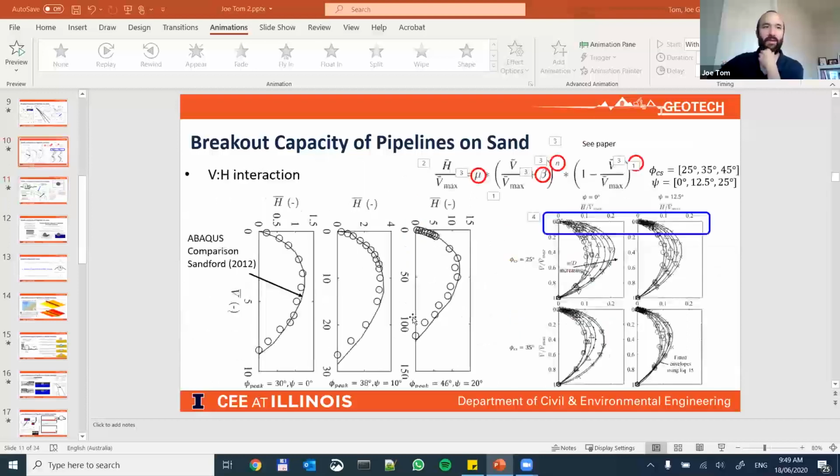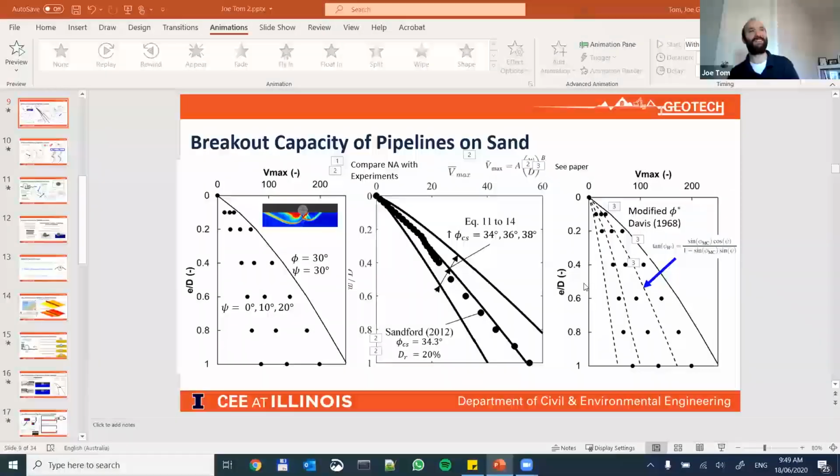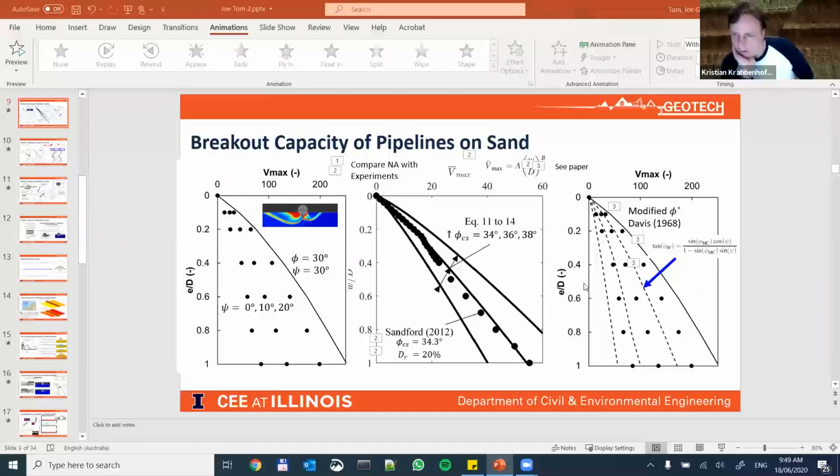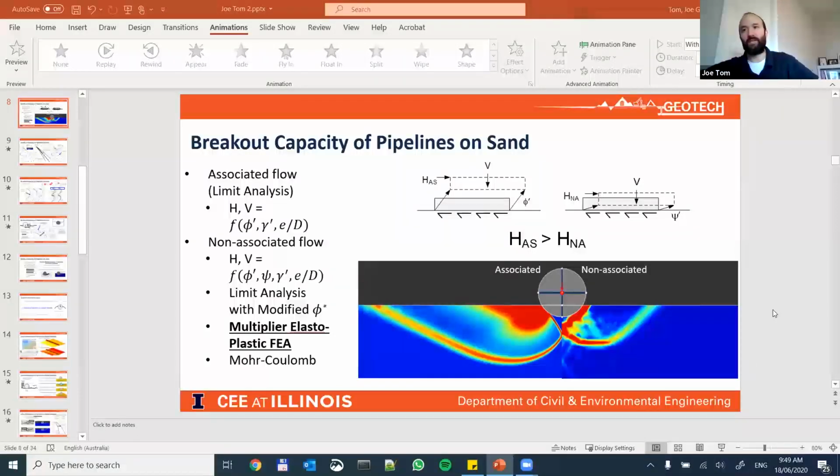So, yeah, okay, that's a bit harsh there, but it does give you the right sort of trends, and it gives you the right orders of things. Sure. Indeed. And as you show as well, I think the main difference, if that's of importance, is the failure mechanism, which is really very different in the two cases. You have much more soil activated in the associated case than in the non-associated case. Yeah, correct.